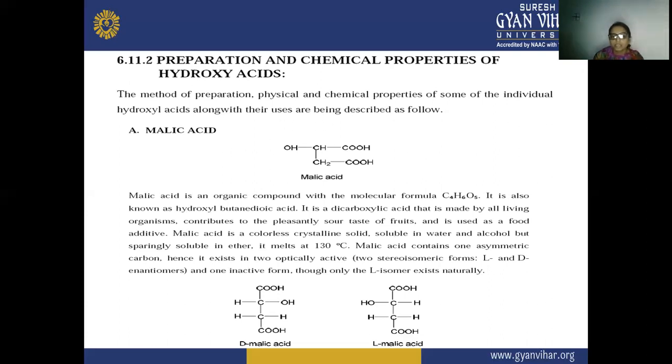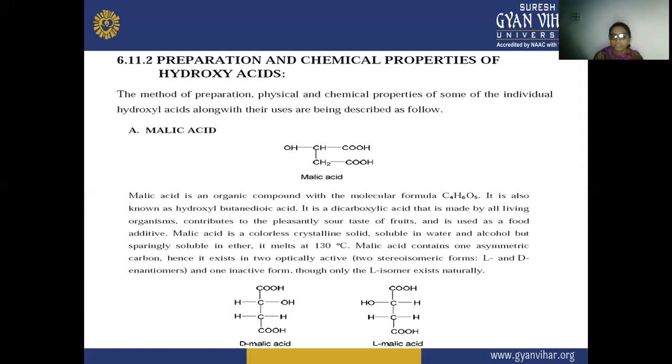But they are slightly soluble in ether, and fully soluble in water as well as in alcohol. It melts at 130 degrees centigrade. So malic acid has a high melting point. Malic acid contains one asymmetric carbon.